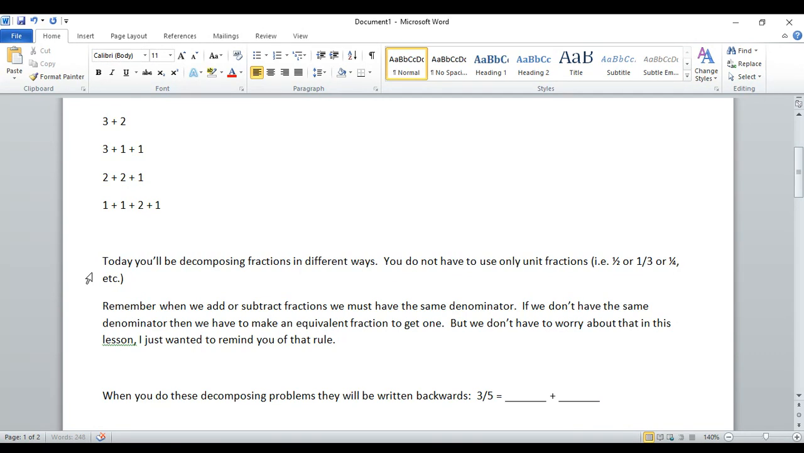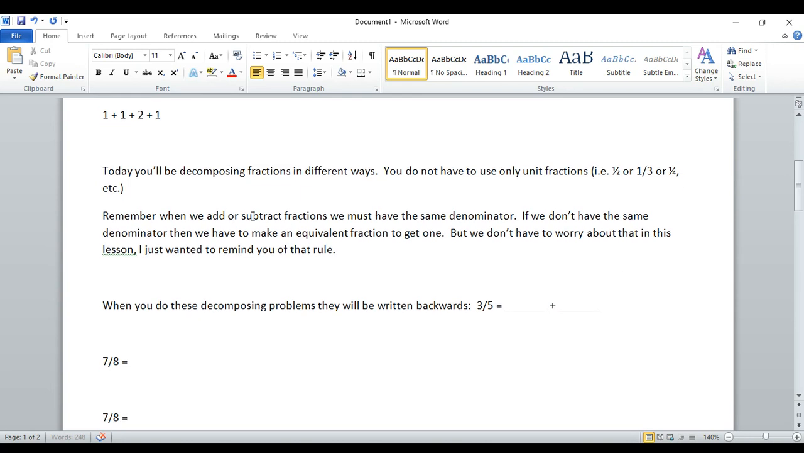We have practiced in the past decomposing with unit fractions, and so today you do not have to use only unit fractions. Now, just to review what a unit fraction was, it is the smallest piece that you can break a fraction into. So if you're dealing with halves, it's 1/2. If you're dealing with thirds, it's 1/3. Fourths, it's 1/4, etc. So in this lesson, you're not going to have to deal exclusively with unit fractions or fractions that have 1 as the numerator.